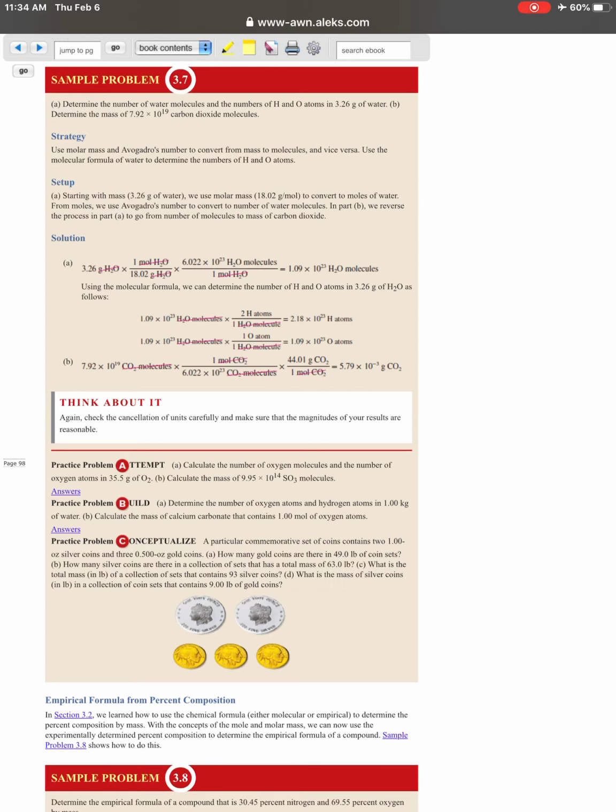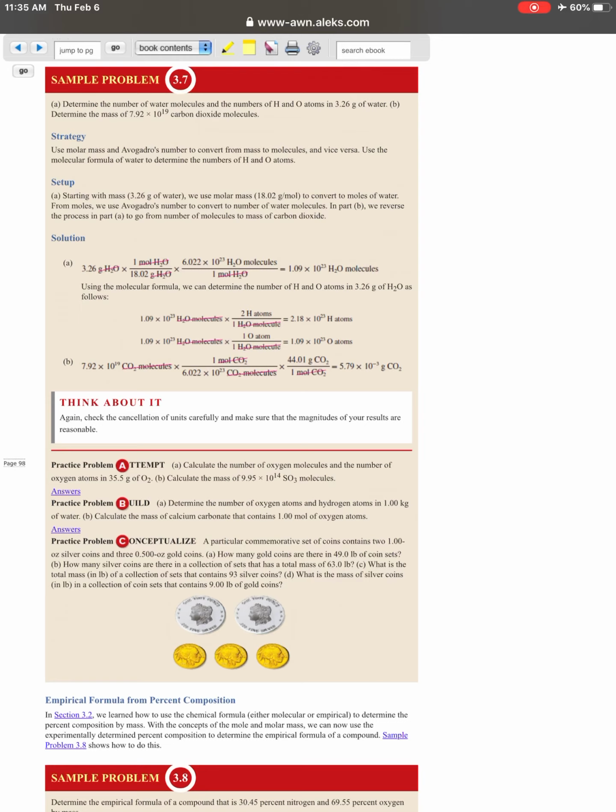So that's what they did here. They multiplied it by 2 to get the number of hydrogen atoms, which is twice the number of water molecules. But what about the number of oxygen atoms? There's only 1 oxygen atom for every 1 water molecule, so you're going to multiply it by 1. And obviously multiplying by 1 is the identity operation. So you're going to get the same number of oxygen atoms as you have water molecules.